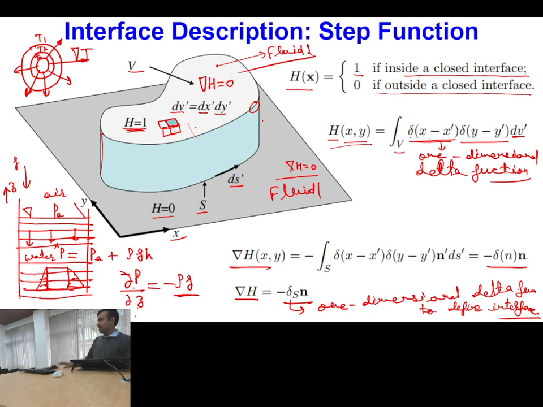Is it clear? That's why I am writing it equal to the normal vector, and this normal vector is defined at the interface. That's why it is defined with delta S. Okay. Are all clear with this point?